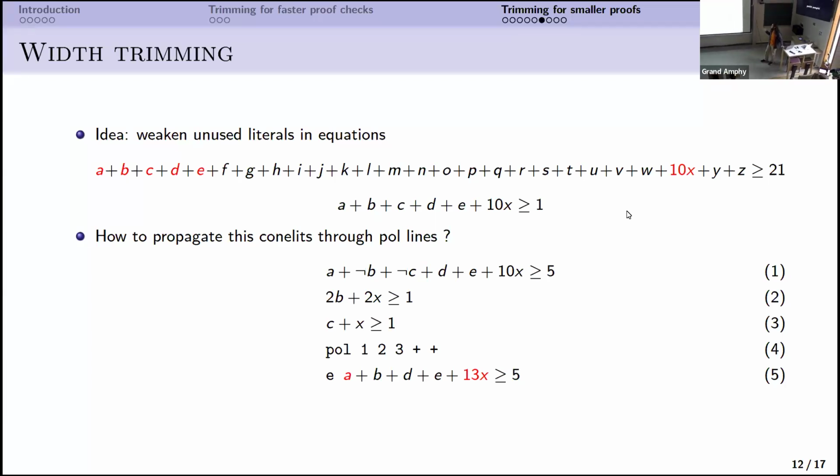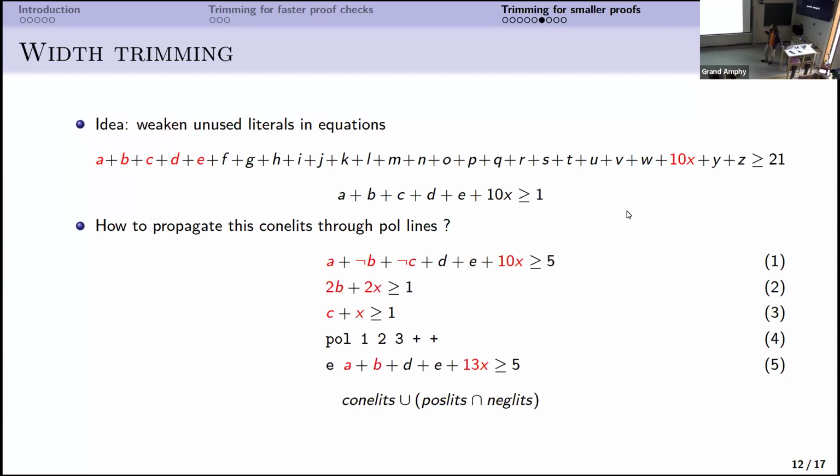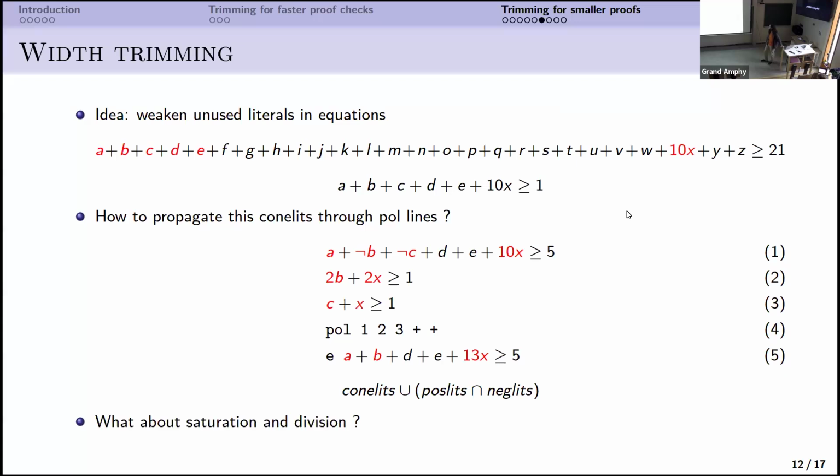So what I think we should do is compute all the literals that appear positively and negatively in the antecedent of the pol statements, and then add them to the mandatory literals that we need in this constraint. So in this case, we can only weaken D and E in the first constraint, and in the fifth constraint, I cannot weaken B. And the question that arises just after that is, what do I do when I have saturation division?